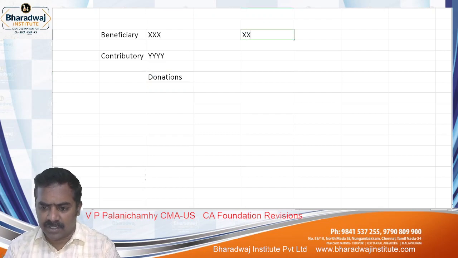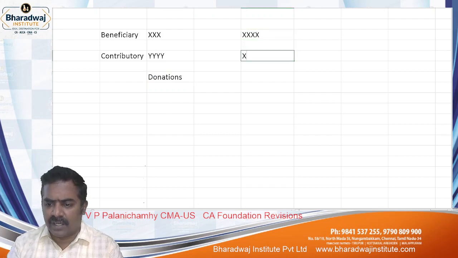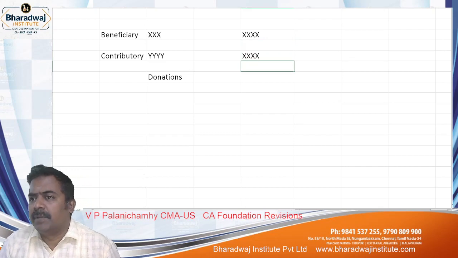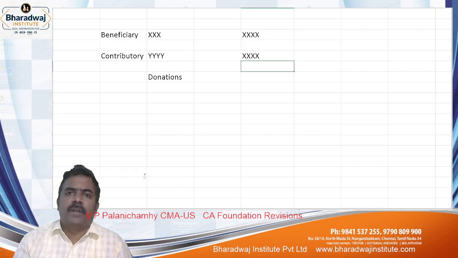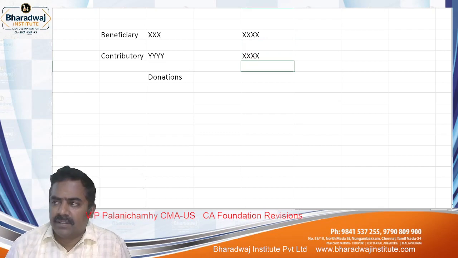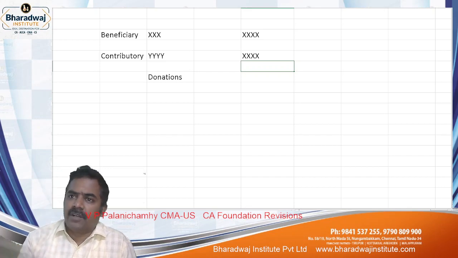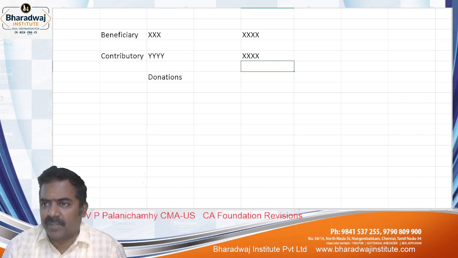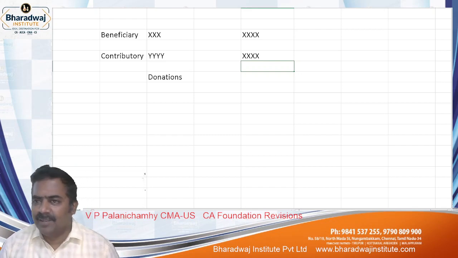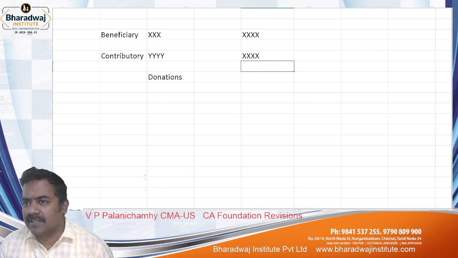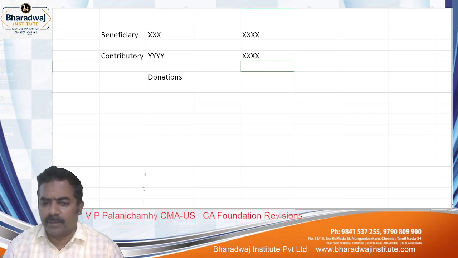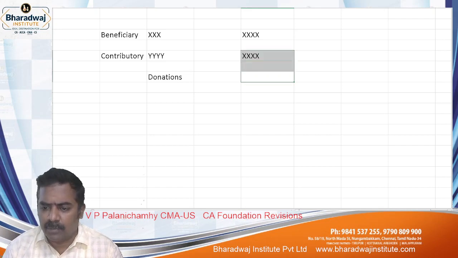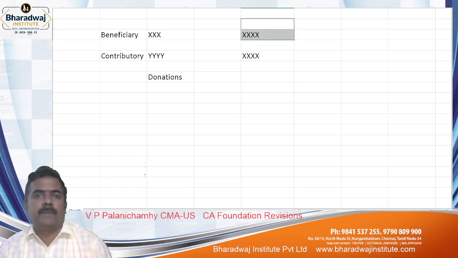Second type of organization, beneficiary will be X and contributory will be X. What do you mean by that? You contribute money for getting benefits. Self-help groups. People contribute money, they will share the benefits. External people will not get benefit. For example, an apartment owners association. They collect monthly maintenance charges and they maintain the apartment. Is it for profit or not for profit? Not for profit, but people will contribute money and benefit will be given only to those people.